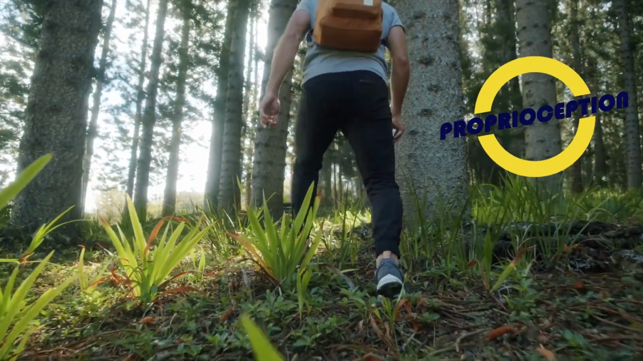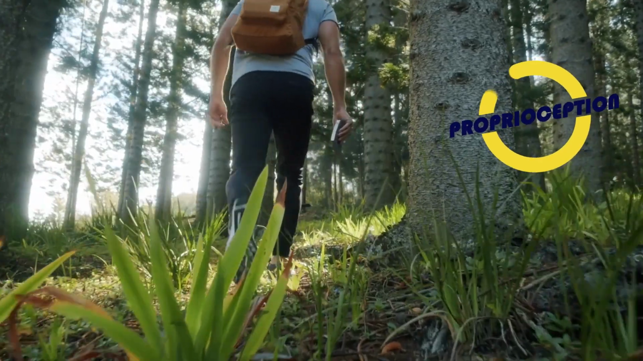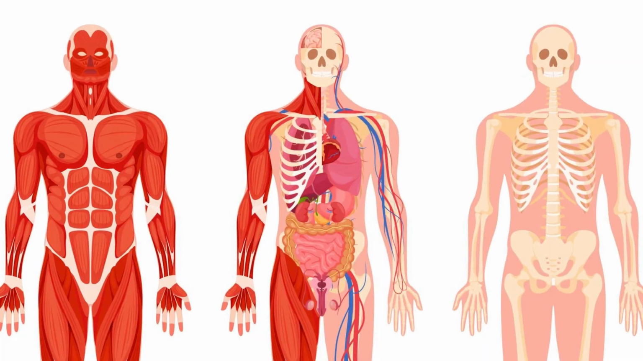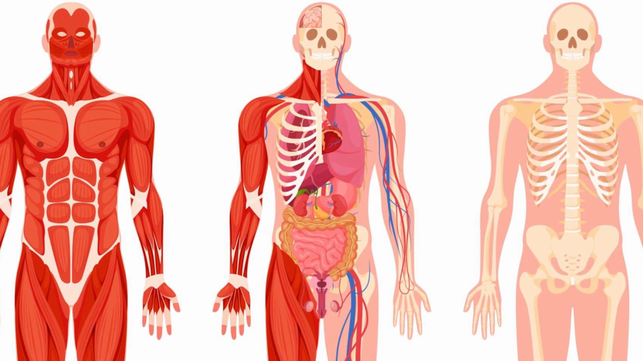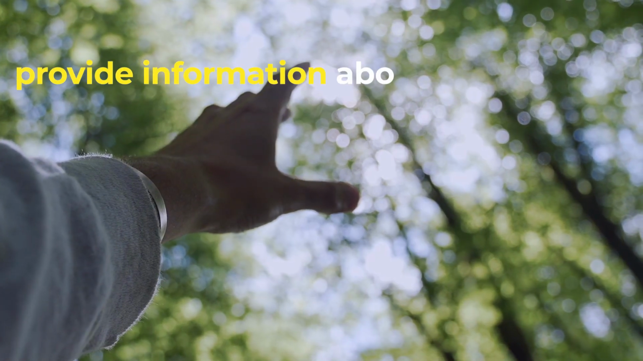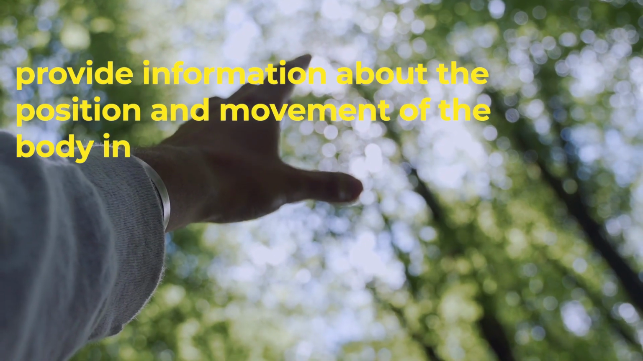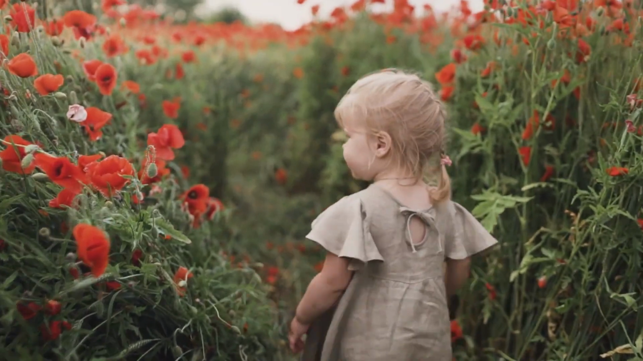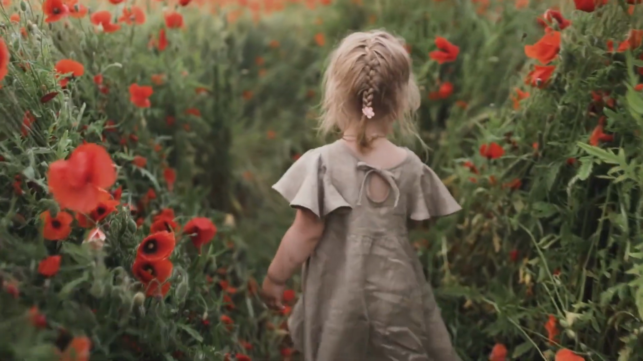Proprioception, or the sense of body position and movement, is also crucial for spatial awareness. Proprioceptors located in the muscles, joints, and tendons provide information about the position and movement of the body in space. The brain then uses this information to coordinate muscles' movements while maintaining the body's balance.